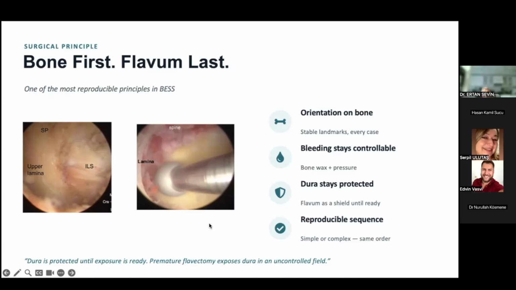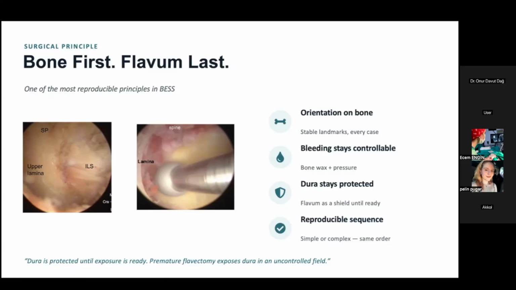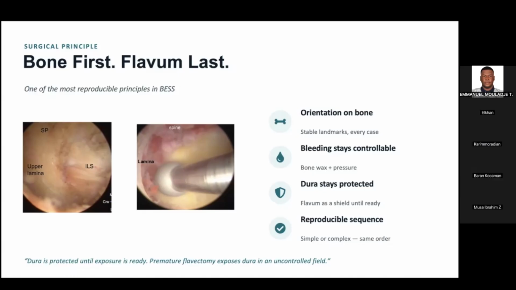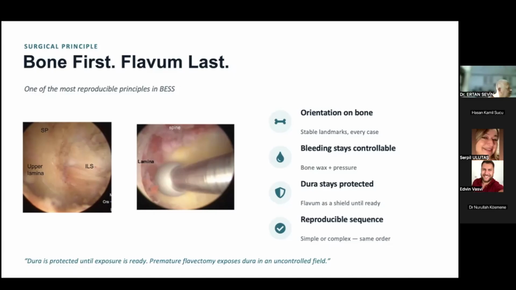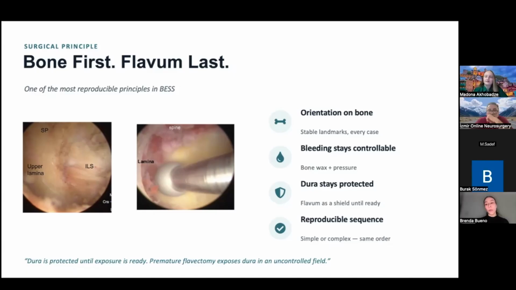Another very important thing to shorten the learning curve is to always follow the same steps. Reproduce the same sequence to become more comfortable and familiar with the endoscopic anatomy. This gives you more confidence and helps you go forward more easily in the next cases.